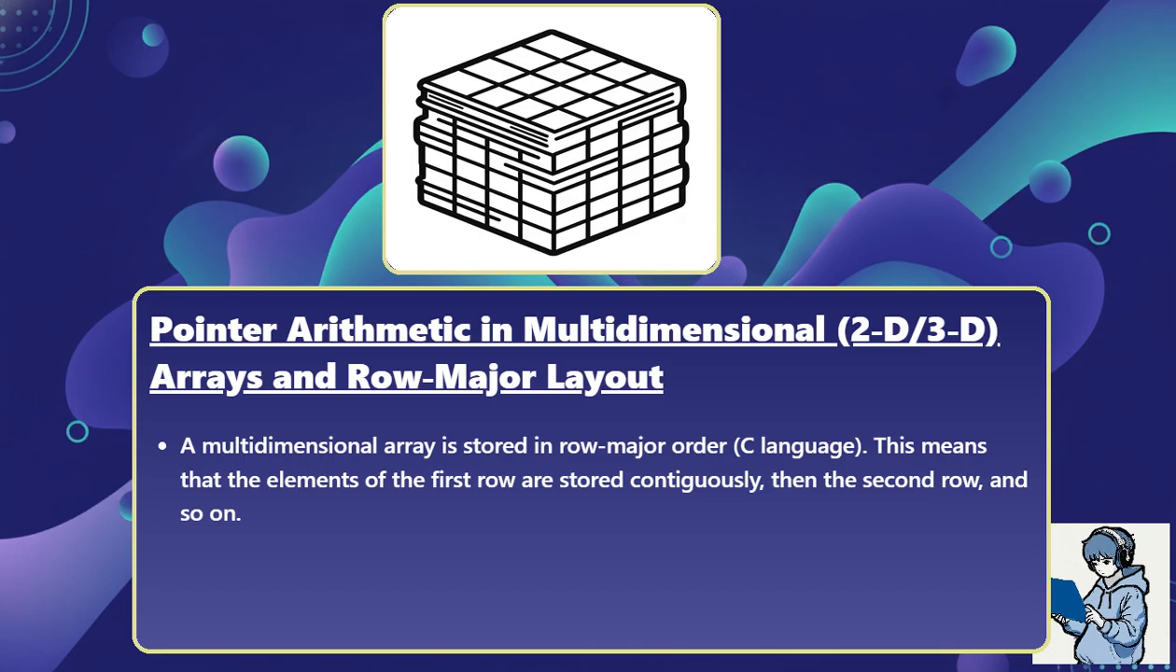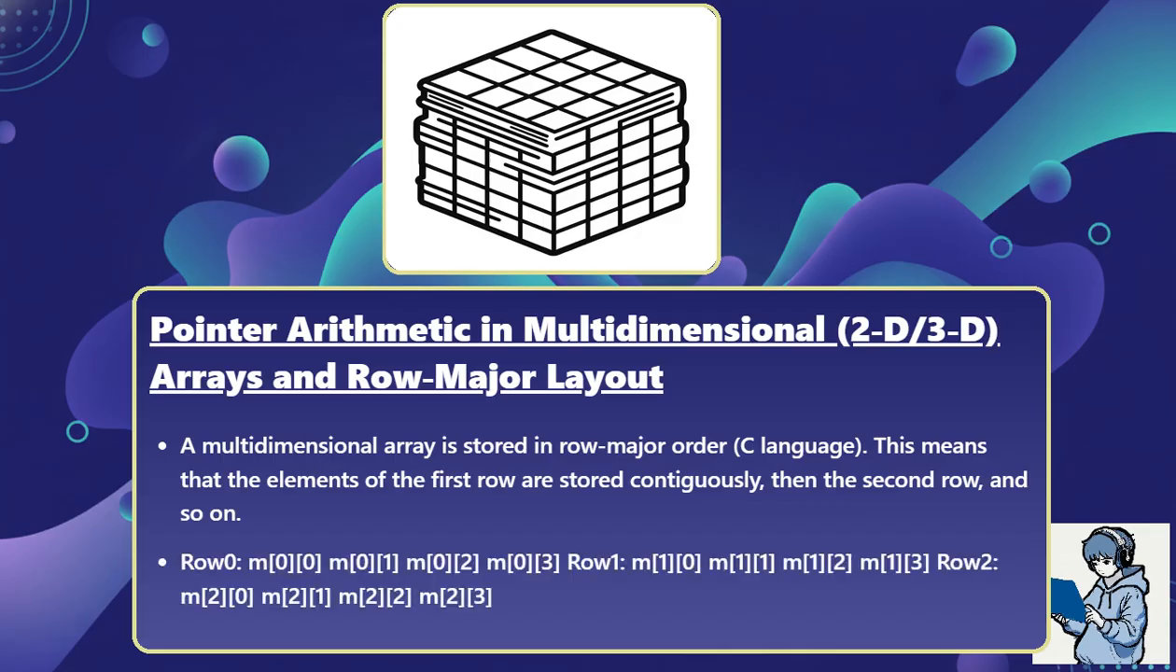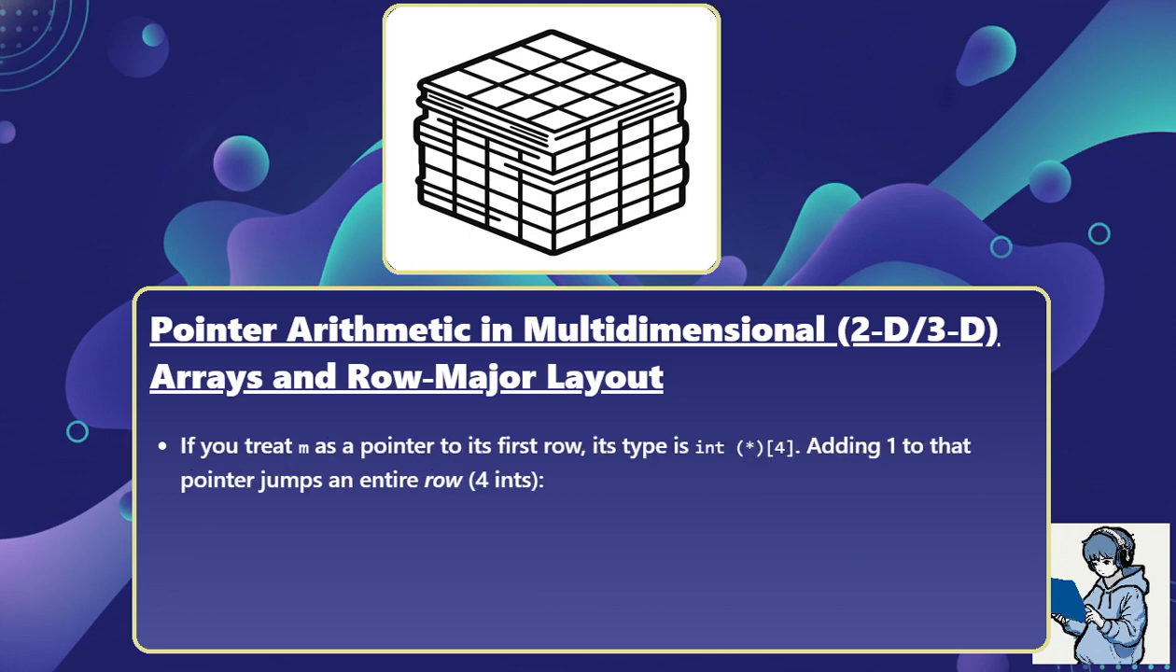A multi-dimensional array is stored in row-major order in the C language. This means that the elements of the first row are stored contiguously, then the second row, and so on. Row 0: M00 M01 M02 M03. Row 1: M10 M11 M12 M13. Row 2: M20 M21 M22 M23. If you treat M as a pointer to its first row, its type is int (*)[4]. Adding 1 to that pointer jumps an entire row, 4 ints.